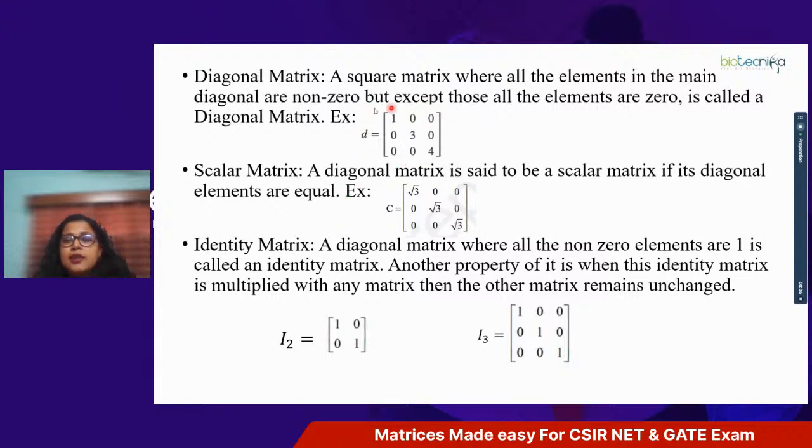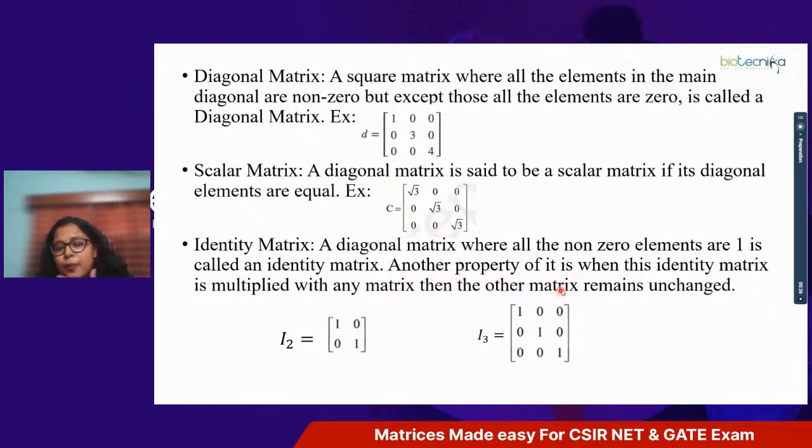So here the diagonal elements were different, and here we have the same elements throughout the diagonal. So this matrix will be called a scalar matrix. Next, let us come to the identity matrix. A diagonal matrix where all the non-zero elements are 1 is called an identity matrix.